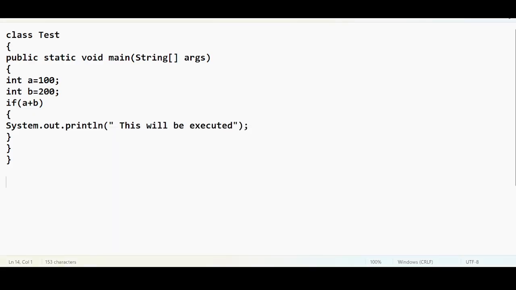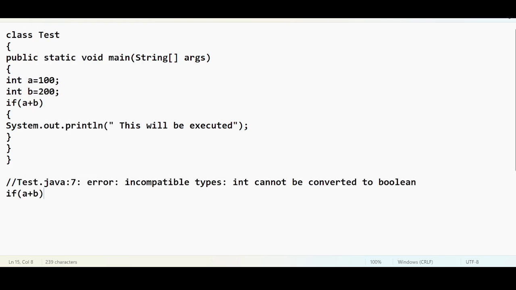It's a compilation error. You guys are correct. So why we are getting this error, we'll understand that. It says int cannot be converted to boolean. What does it really mean? We are performing an evaluation, right? After evaluation, the direct result is going to be a number itself.